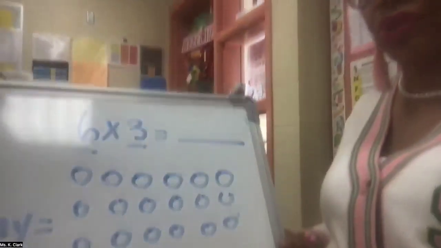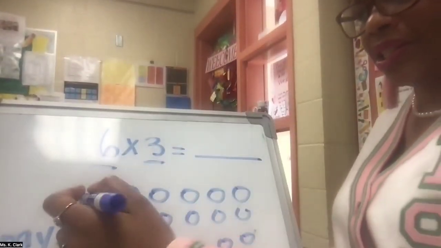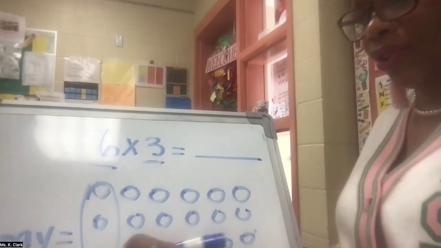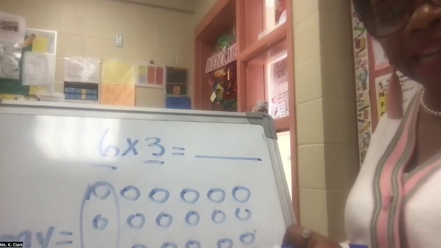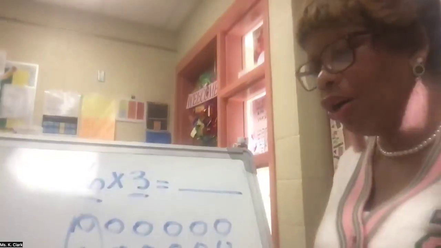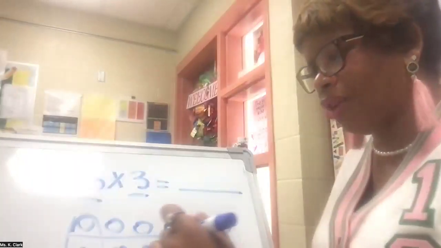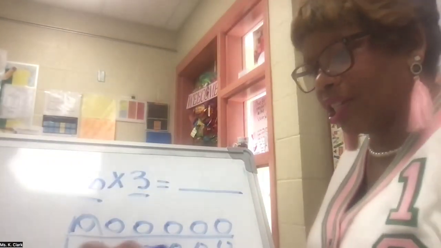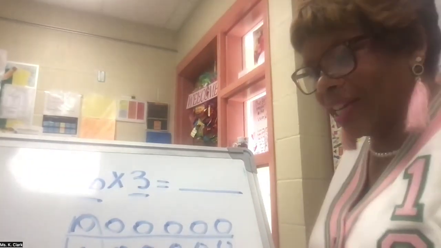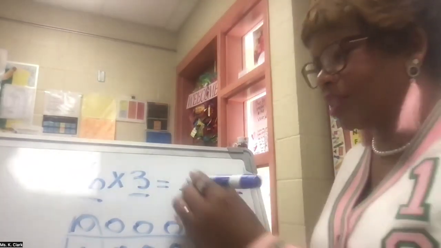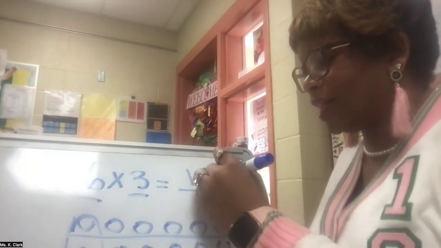So I can count by threes going down. 3, 6, 9, 12, 15, 18 because I know my 3 facts. Or I can count by 6 going across. 6 plus 6 is 12. 12 plus 6 equals 18. So 6 times 3 equals 18.